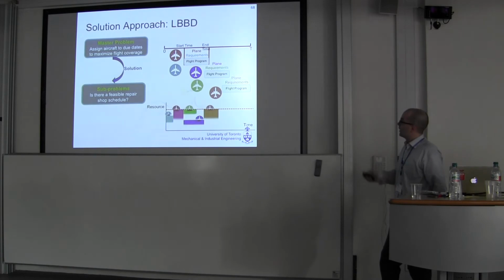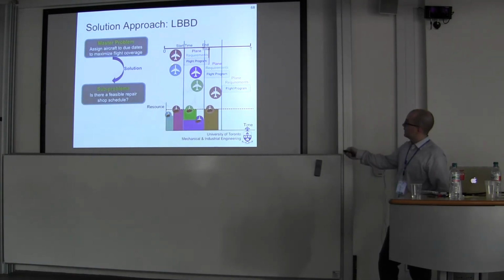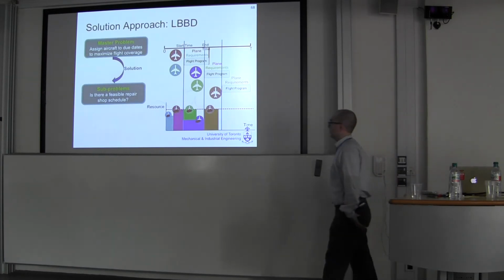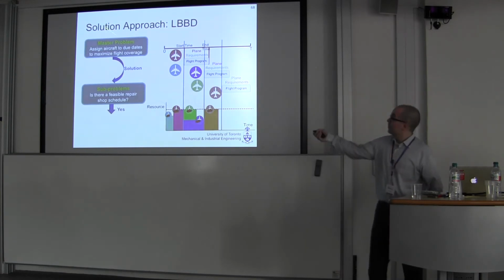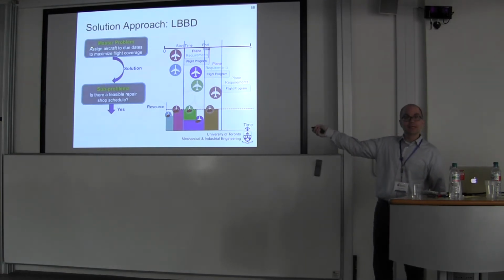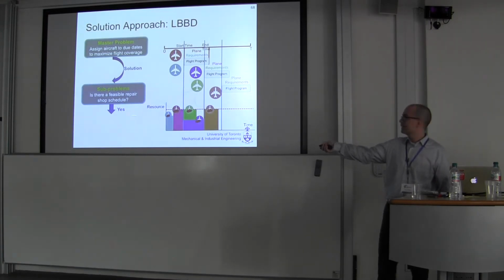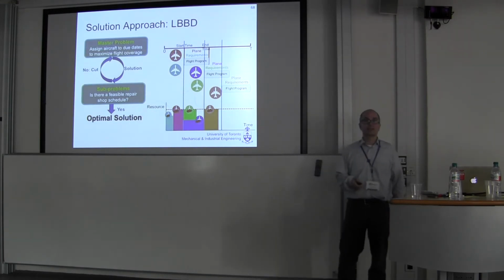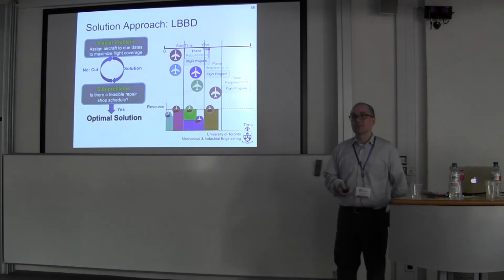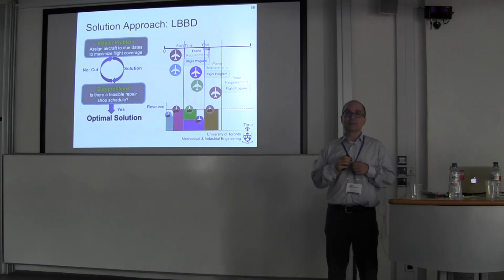Okay, and what's going on here? A schedule. Well, these two need to be scheduled before that deadline. These two need to be scheduled before that deadline, and this one needs to be scheduled before that deadline. If I can do that, I'm good to go. And so if there is such a schedule, I've got an optimal solution, because this was the optimal due date assignment, and I've now satisfied those due dates. If there is no such schedule, then I need to add a cut back to my master problem, so that it comes up with a different set of due dates for these planes.